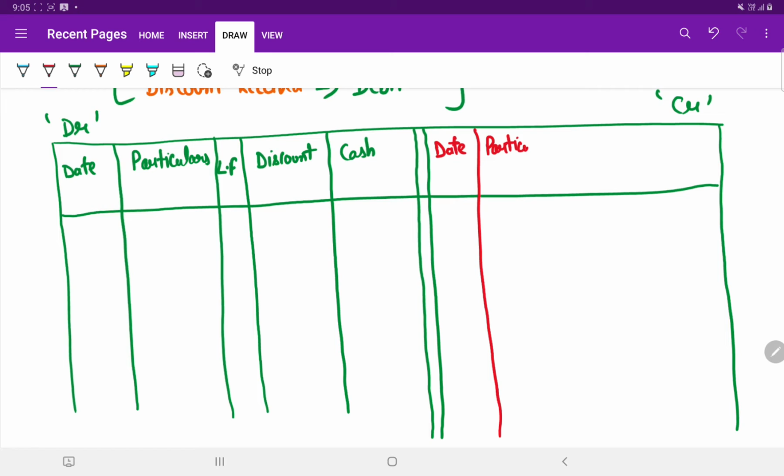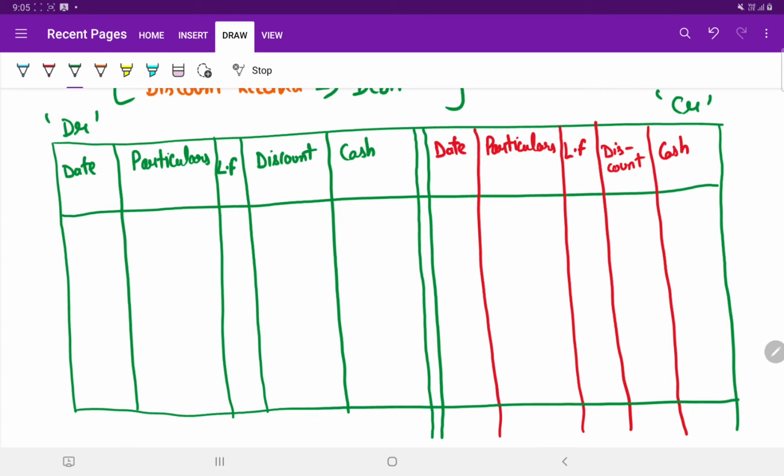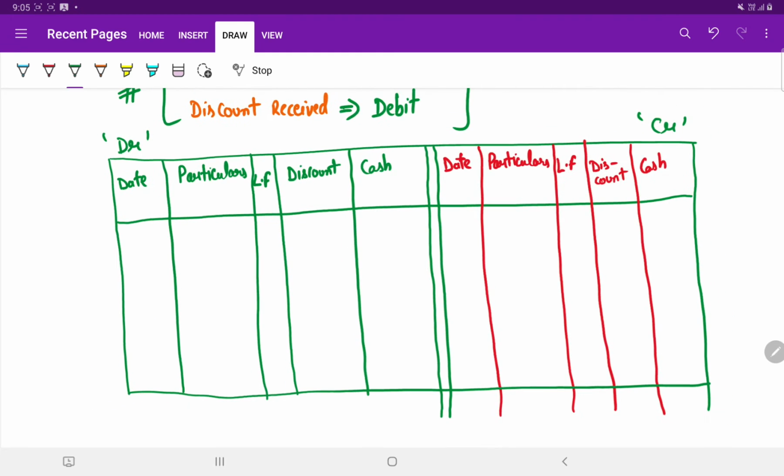particulars, then the LF, and finally the discount and cash. So these entries in the red color are for the credit side. Here you can see easily how these are maintained. So this is the format for a 2-column cash book.